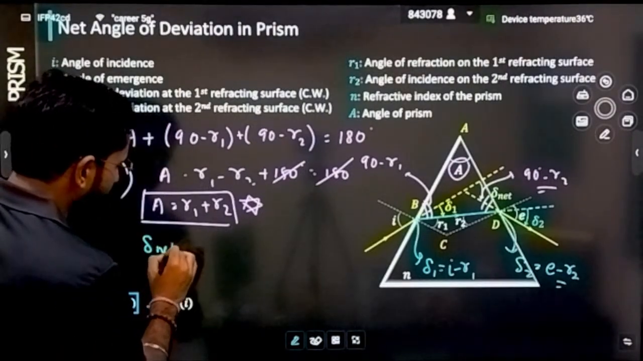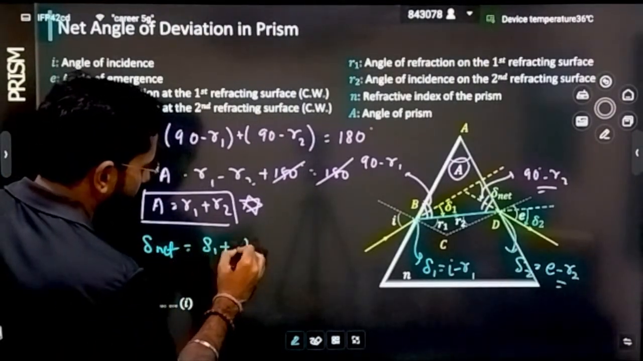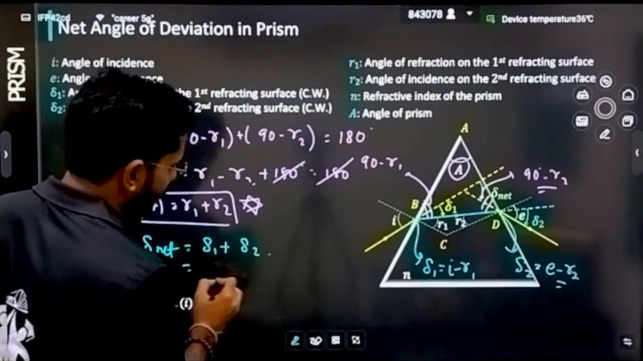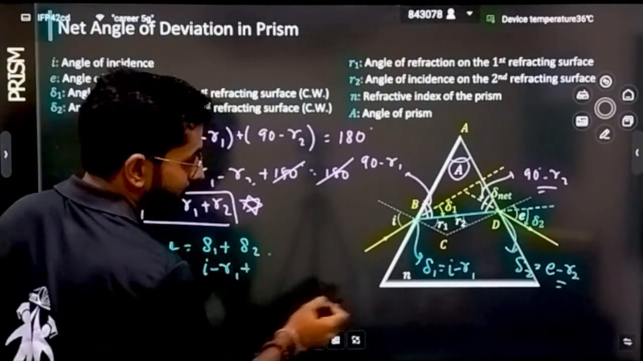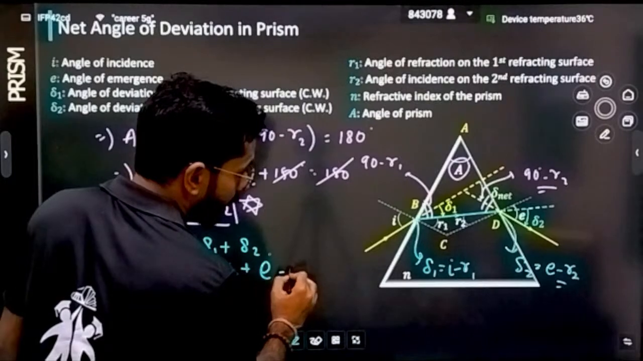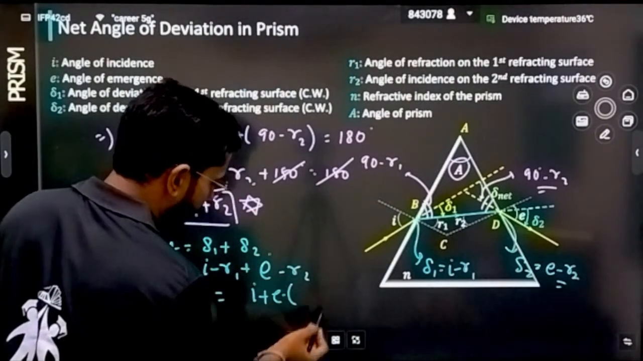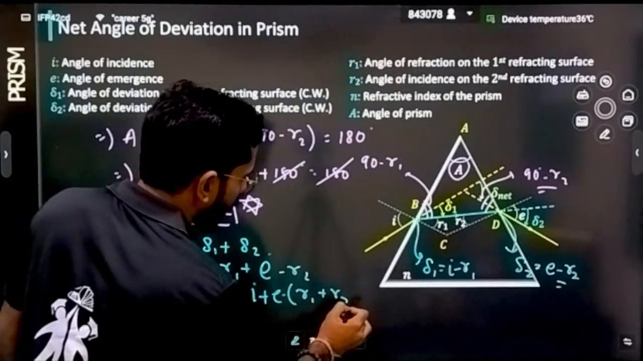So net deviation, if someone asks me, what will I write? Deviation 1 plus deviation 2. Now write, what is deviation 1? I minus R1. And what will we write for deviation 2? E minus R2. So what will you write here? I plus E, and take minus common R1 plus R2.